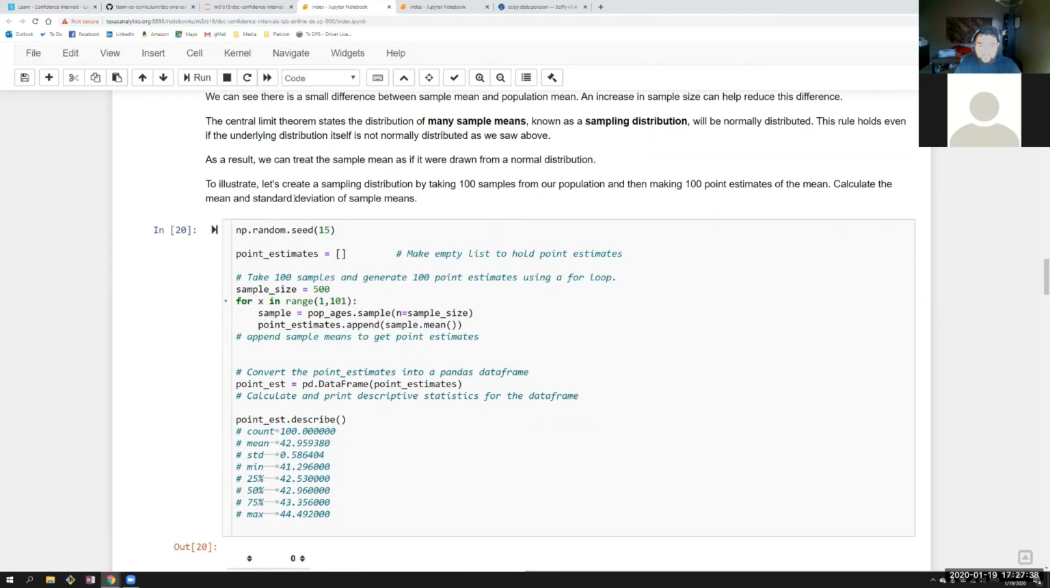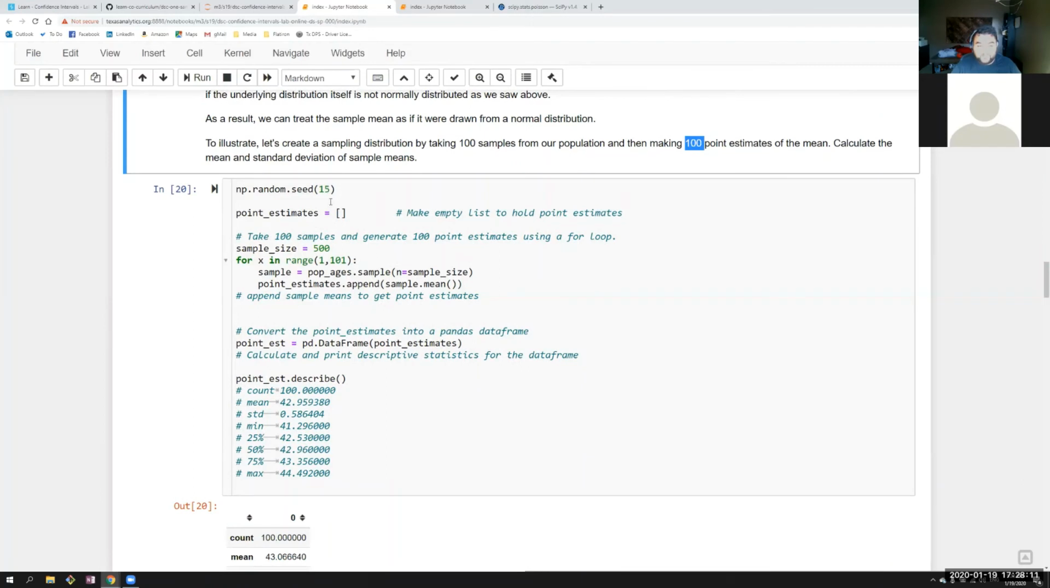To illustrate, let's create a sampling distribution by taking 100 samples from our population and then making 100 point estimates of the mean. Calculate the mean and standard deviation of the sample means. Again, what we're doing here is simple enough. We're going to pull 100 samples from the population. We're going to take the mean of each sample, and each one of those means is going to be a point estimate of the mean. So basically, just 100 averages from 100 samples, and then we're going to plot those out and see that those sample means assume a normal distribution.